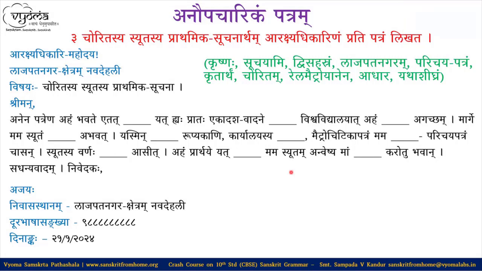Aadhara paricayapatram. Mama Aadhara paricayapatram asan. Syutasya varnah krishnah asit. We have solved this. Aham prarthaye yat mama syutam anveshya mam dash karotu bhavan. You have left with only 2 words now: yathashigram and krutartham. How will you fit these 2 words in the last sentence? Yathashigram mama syutam anveshya mam kritartham karotu bhavan.